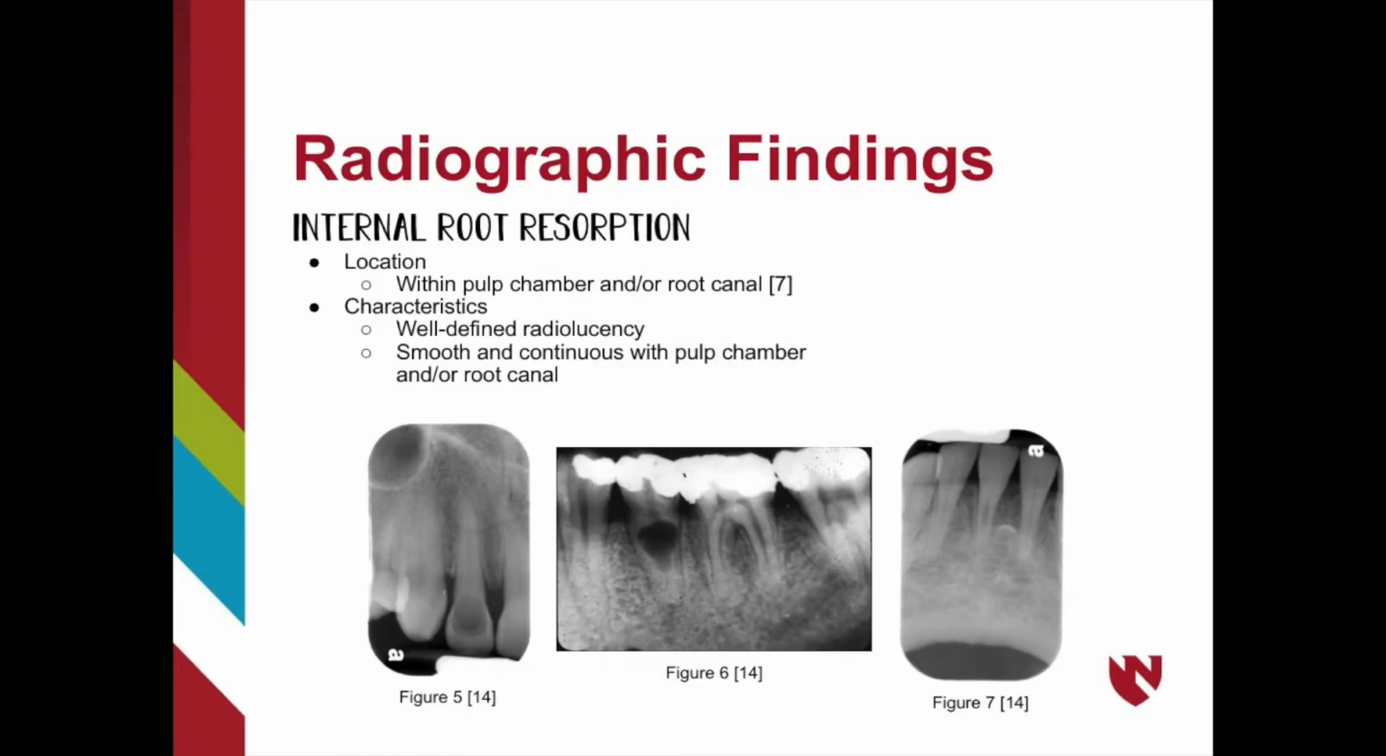Internal root resorption occurs within the pulp chamber and/or the root canal. Figure 5 demonstrates this occurring in the pulp chamber, while figures 6 and 7 demonstrate it occurring in the root canal. A well-defined radiolucency will appear smooth and continuous with the pulp chamber and/or the root canal.